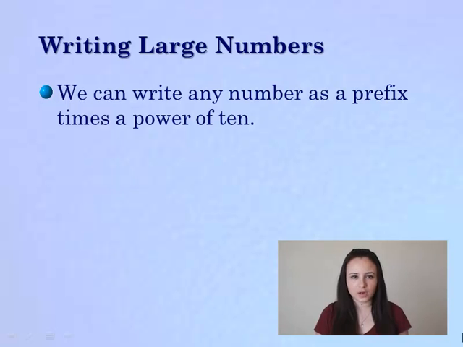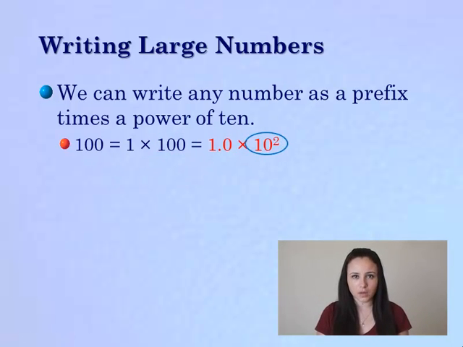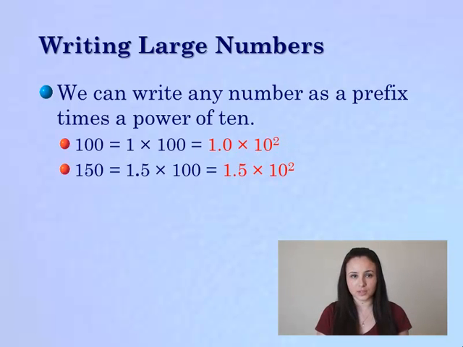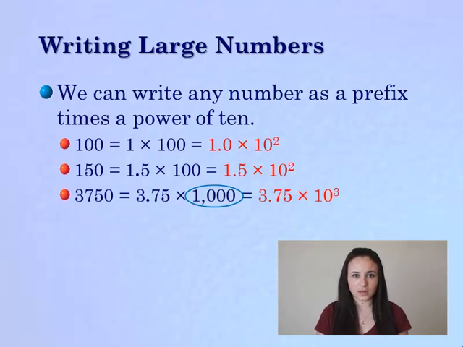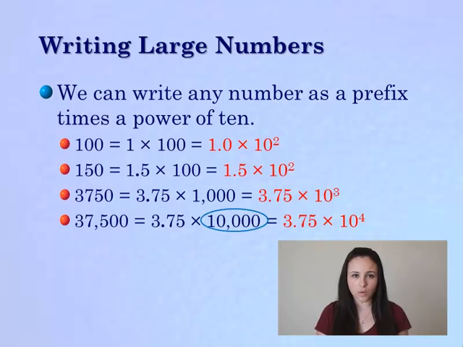So let's write some large numbers. We can write any large number as a prefix times the power of 10. So, for example, 100 would be 1 times 100, which is 1.0 as a prefix times 10 to the 2. 150 is 1.5 times 10 to the 2. 3,750 would be 3.75 times 10 to the 3. Or 37,500 would be 3.75 times 10 to the 4.